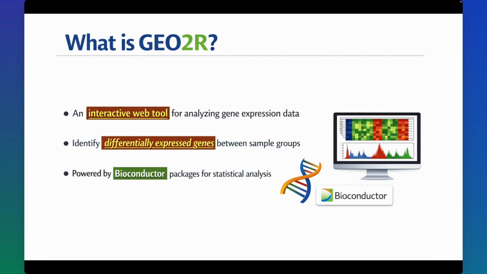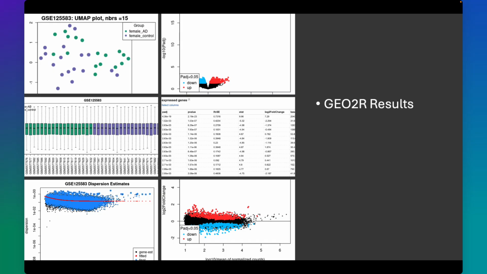GEO2R is an interactive web tool designed to help you compare two or more groups of samples within a GEO series. Its primary goal is to pinpoint genes that show significant differences in expression across various experimental conditions. The results are presented in a clear, organized manner, typically a table of genes ranked by their p-value alongside various graphical plots for visualization. At its core, GEO2R leverages robust R packages from the open-source Bioconductor project.